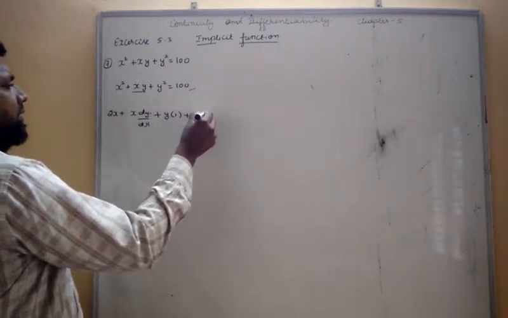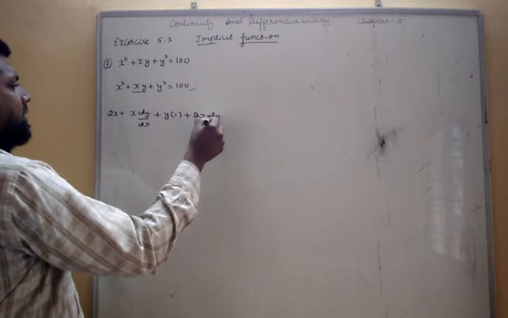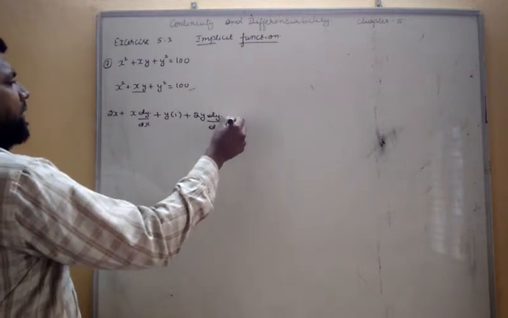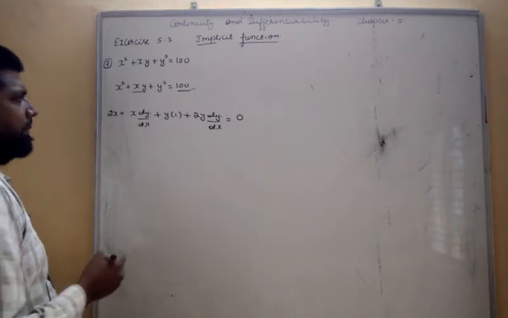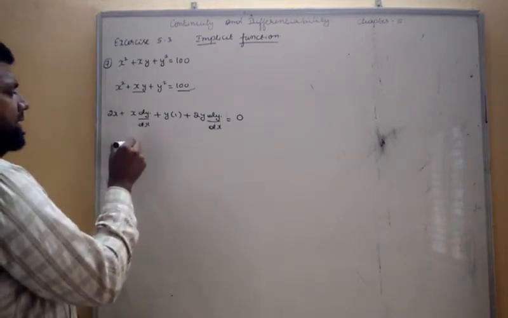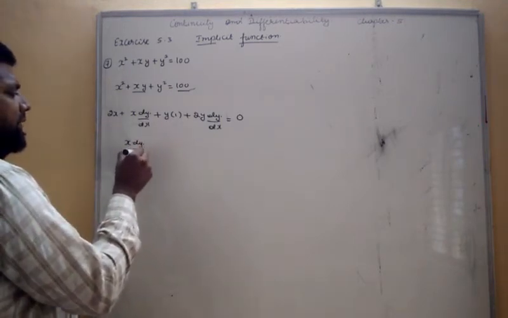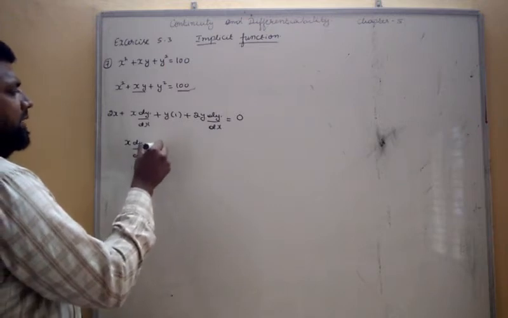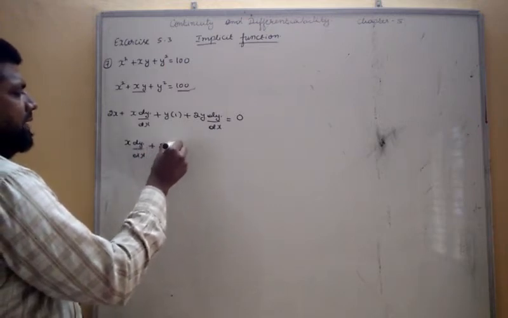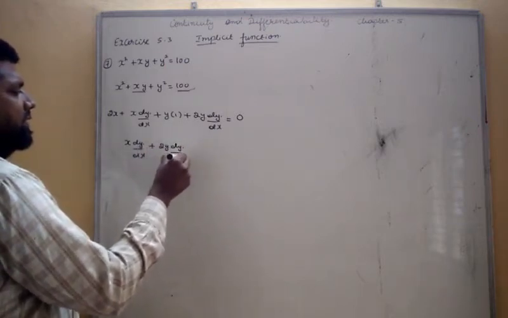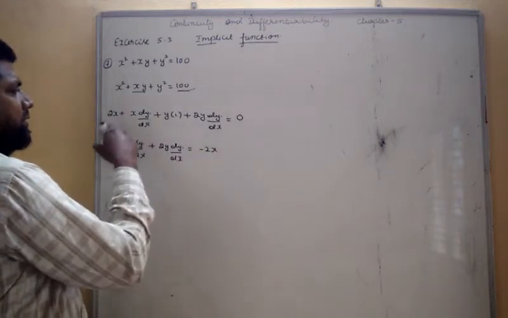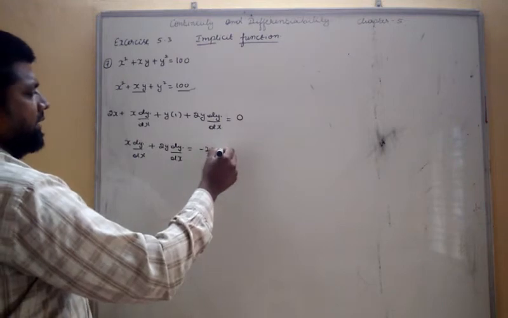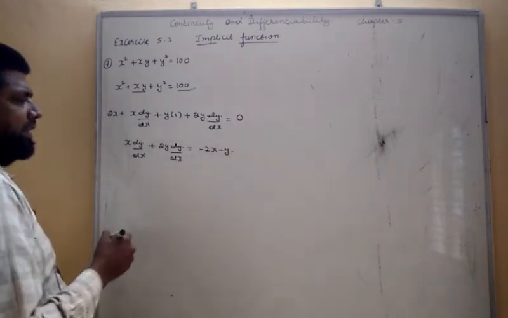y² differentiation is 2y. Y is there, so again we have to write dy/dx. So 100 is a constant, so the derivative of the constant is 0. Then keep x dy/dx on the left side, then take 2y dy/dx also on the left side. Then 2x shifts to the right side, and y is also shifted to the right side, and it will be minus.